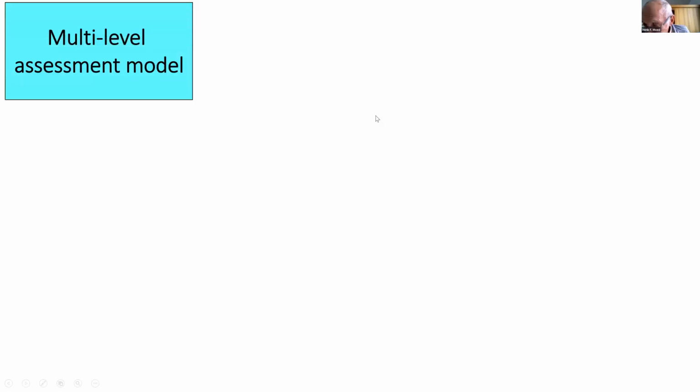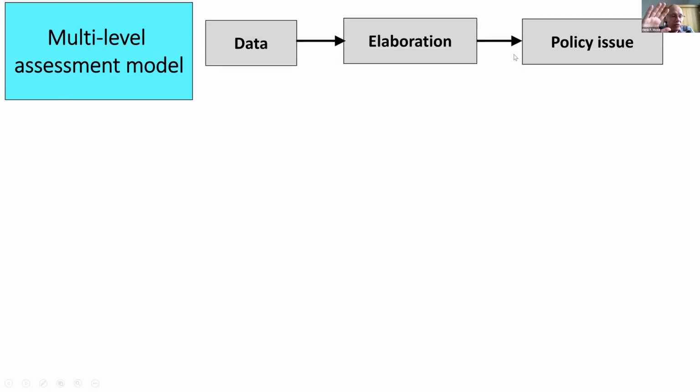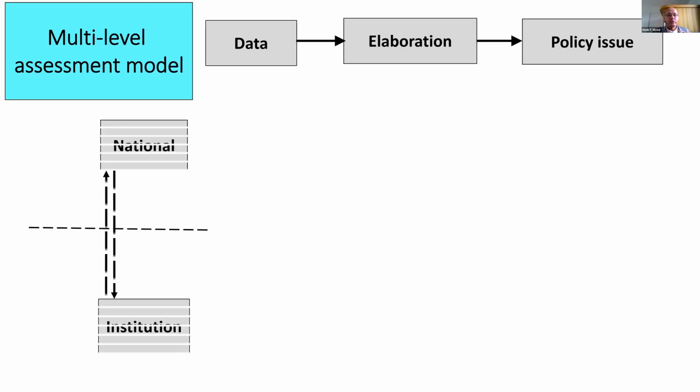Now, to explain the model, first of all, I would like to distinguish between three types of activities. That links a little bit back to the four domains that I distinguished in an earlier slide. So we have the level of data activity. Then we have the elaboration of the data. And we have the policy issue. That's one thing that I want to distinguish. And I want to distinguish two levels of aggregation. I indicate them as level of institution or department, and national.